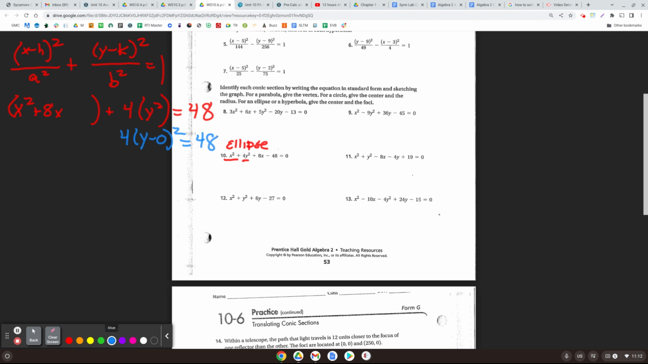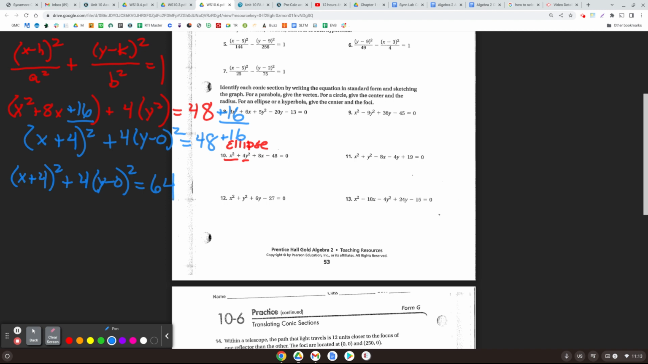And so what we'll do is take 8, cut it in half. That's 4. Square it. We get 16. So this is going to be x plus 4 squared plus 4 times y minus 0 squared equals 48. Now, before I do anything, I need to add 16 to both sides. So I got to add 16 over here. See what I did? I added 16 here. I added it over here. So now what's our equation? For now, it's x plus 4 squared plus 4 times y minus 0 squared equals 64. Oh, that's a nice one.